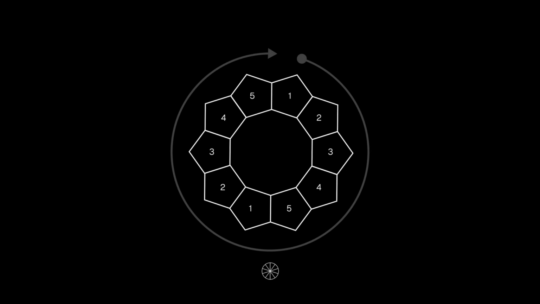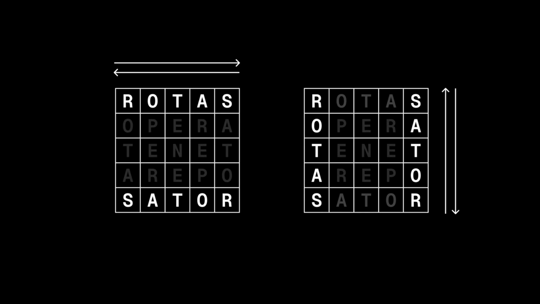This was the moment that I wondered if it was connected to the Rotas Sator Square, because I'd seen this looping pattern of 5 before. The Rotas Sator Square is an acrostic palindrome, which means it can be read forwards, backwards, up and down.